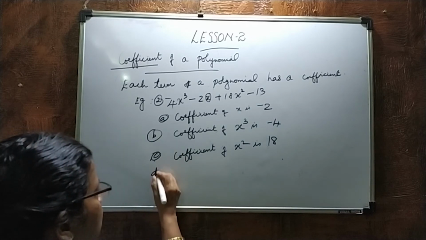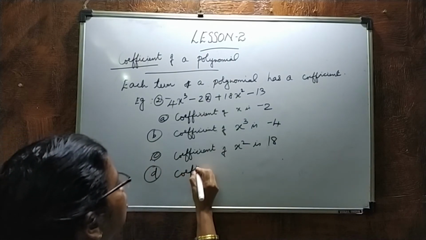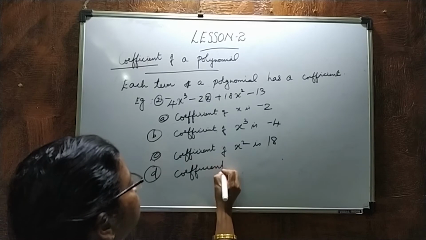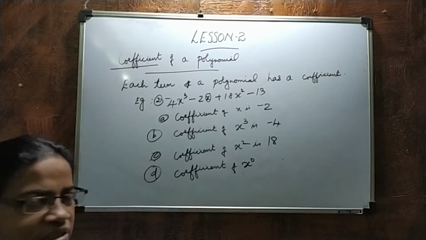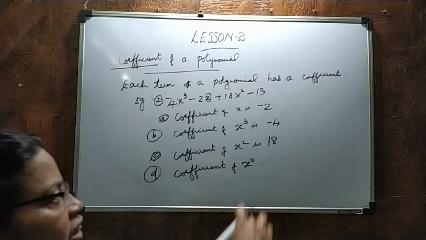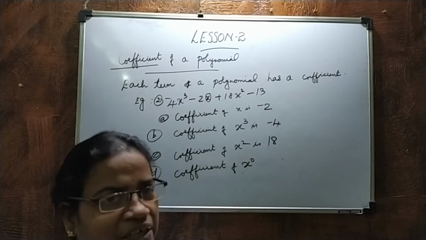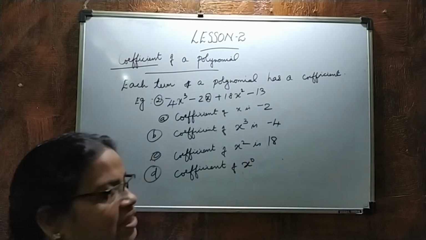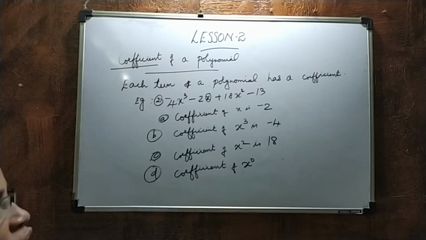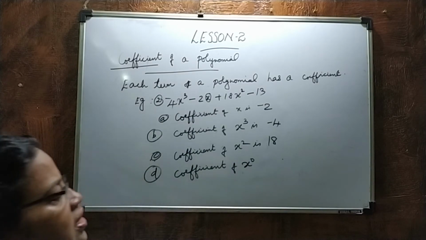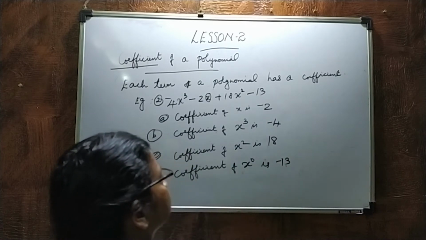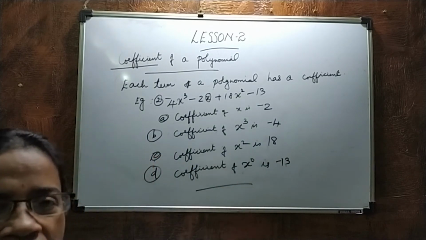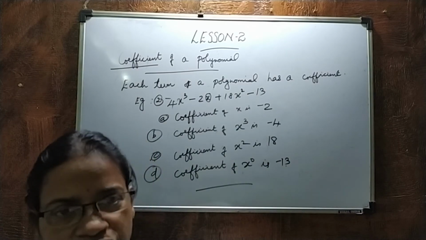So last one, coefficient of x raised to 0. What is x raised to 0? It is 1. Negative 13 into 1 is there, and that 1 shows x raised to 0. So the coefficient of x raised to 0 is negative 13. I hope you understood about the coefficients.